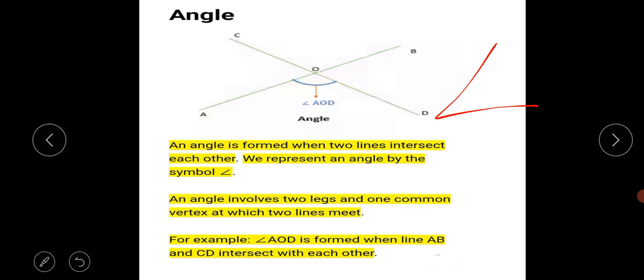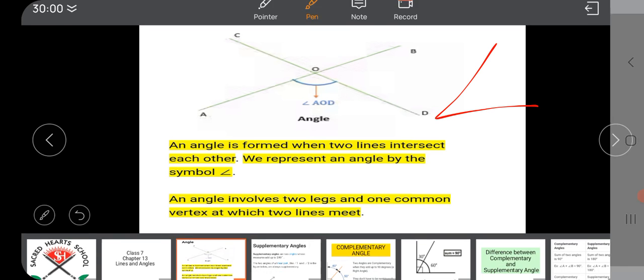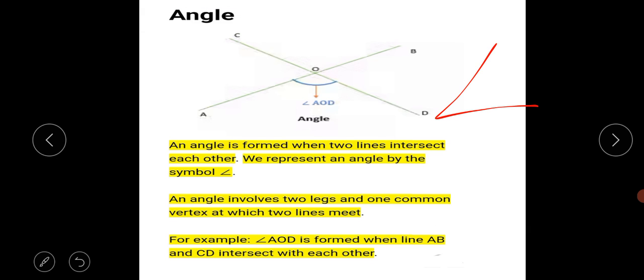For example, AB is a line and CD is another line. So the angles formed by these two lines are angle AOD, angle AOC, angle COB and angle DOB. These are the angles which are formed by these two lines. An angle involves two legs and one common vertex at which two lines meet.